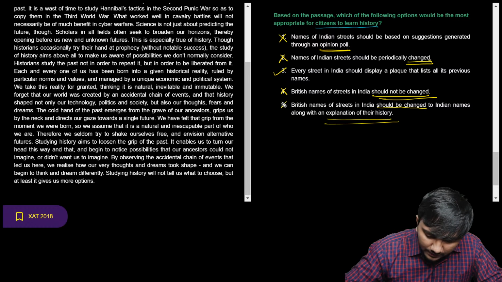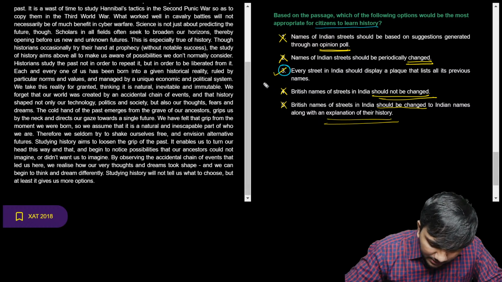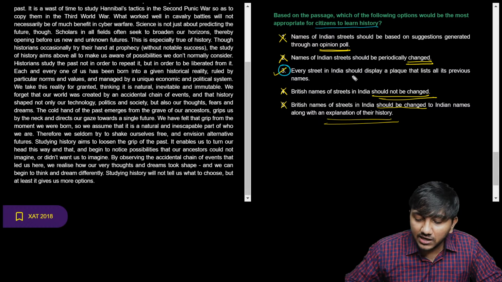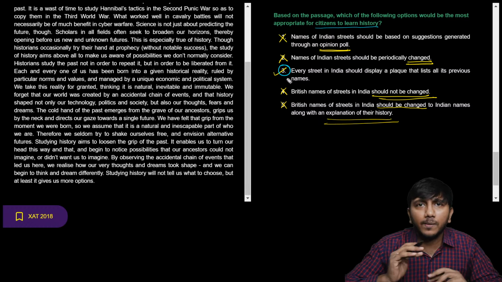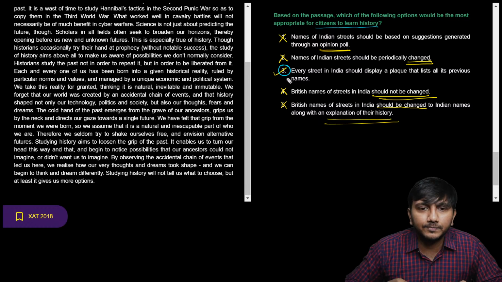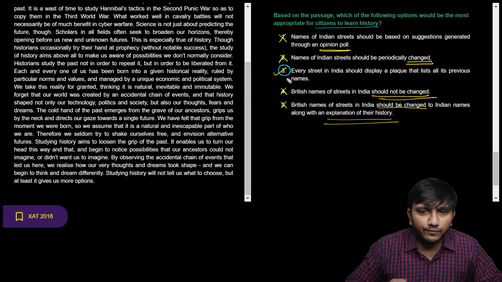No reason for that. So the best answer we can find here is option 3, which says every state in India should display a plaque that lists all its previous names. Means just present history. From there, people will figure out what options they have. Okay. So the best answer we have is option 3 for this question.